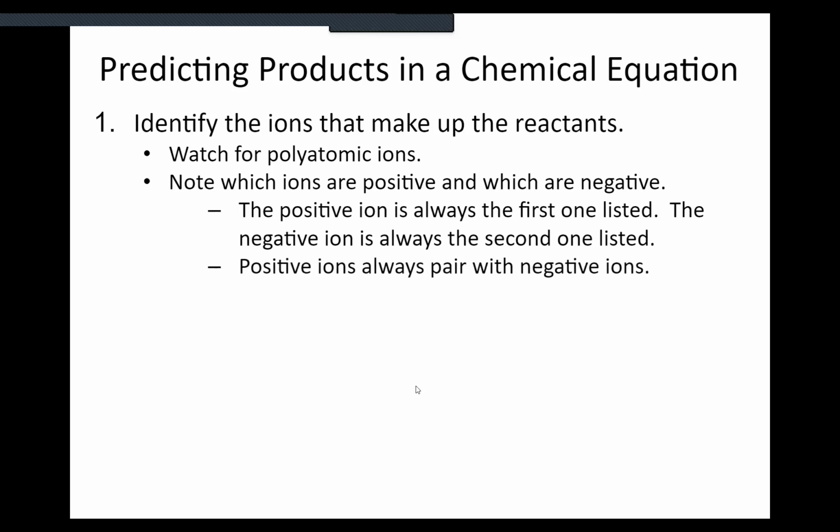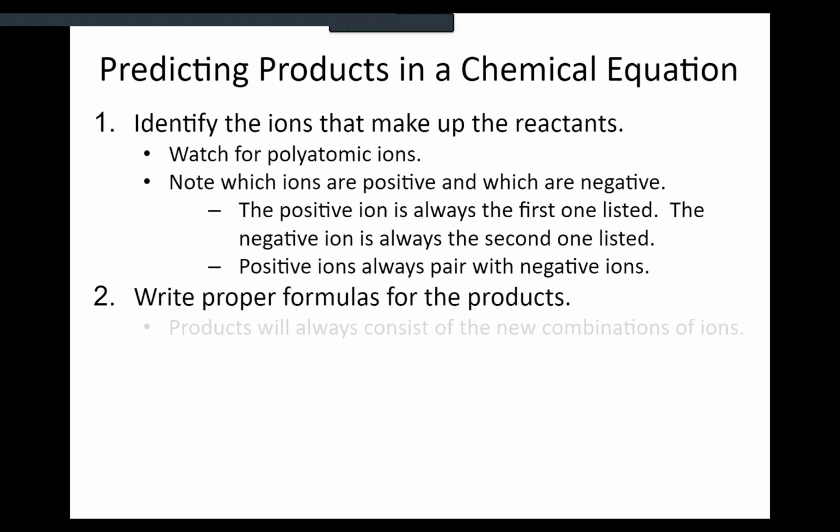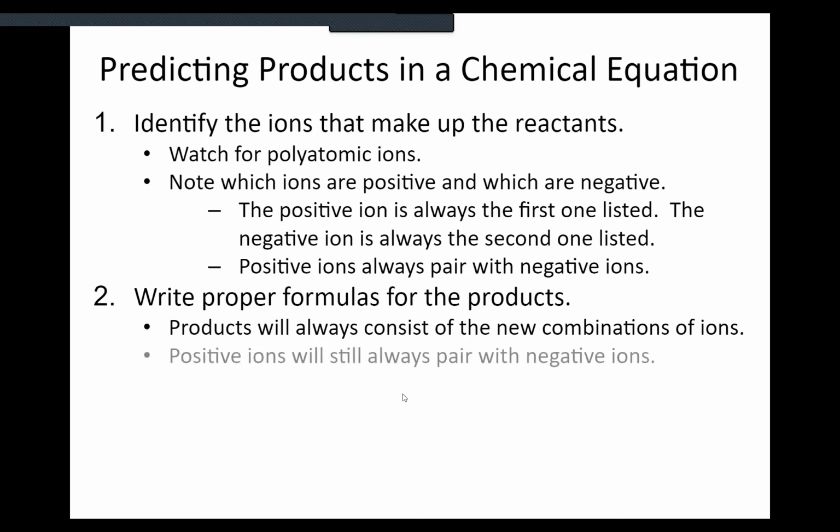And remember, ionic compounds always consist of a positive ion paired with a negative ion because it's got to be neutral overall. Second, write proper formulas for the products. The products will be the new combinations of ions. The reactants have a certain way of combining a positive with a negative ion. The products will be the other way that you can combine positive with negative. Positive ions still always pair with negative ions. Never put two negatives together. Never put two positives together. They would repel each other.